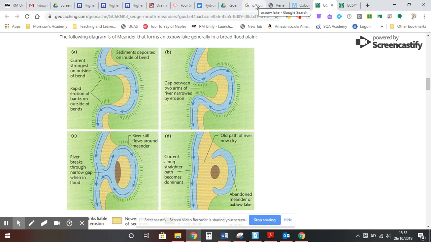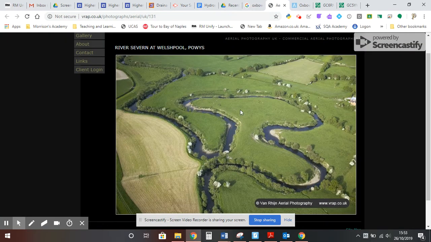What I'm now going to do, though, is explain to you how to write an answer for the Oxbow Lake. So what you can see here is a river winding its way across a very flat landscape with lots of meanders, with river cliffs and slip-off slopes, where the river is moving from side to side. And here we have a very thin neck.